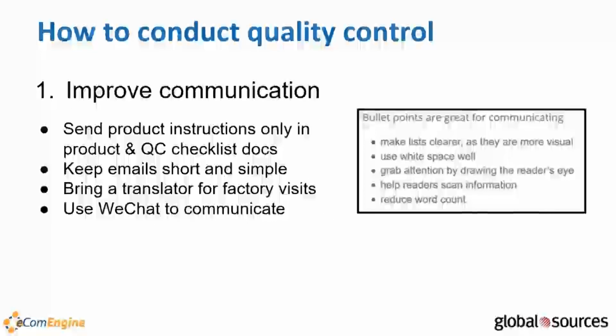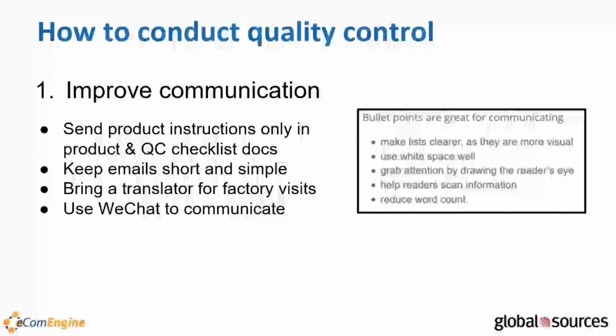Okay, so I'll now talk about what you can do to control the quality of your products when you're sourcing from China. One of the main reasons for quality issues is miscommunication. Therefore, you must make an effort to improve communication with your suppliers. And there are a couple of ways to do this.